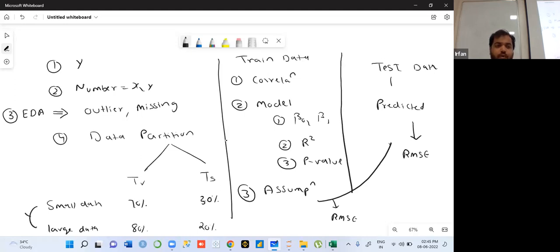These are suggestions given by scientists. Suggestion means it depends upon you. It's not a rule, it's a suggestion. 70-30 or 80-20 depends upon you. Many people in reference books or research papers follow 80-20 for large data and 70-30 for small data. Clear? Any question, you can ask me. The concept is done for the day.